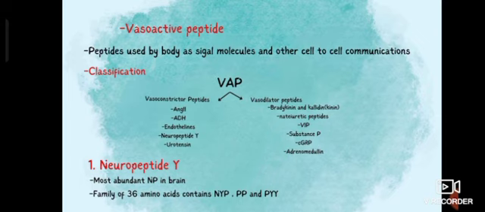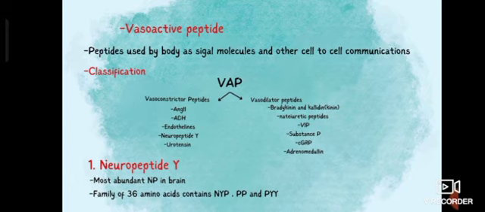Now, what are vasoactive peptides? Vasoactive peptides are used by the body as signal molecules and for other cell-to-cell communications. These are classified into vasoconstrictor peptides and vasodilator peptides. Vasoconstrictor peptides are further classified into angiotensin 2, antidiuretic hormone, endothelins, neuropeptide Y, and urotensins. Vasodilator peptides are classified into bradykinin and kallidin, natriuretic peptides, vasoactive intestinal peptides, substance P, cyclic GRP and adrenomedullins.